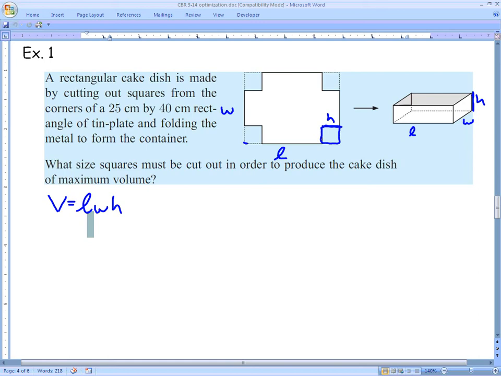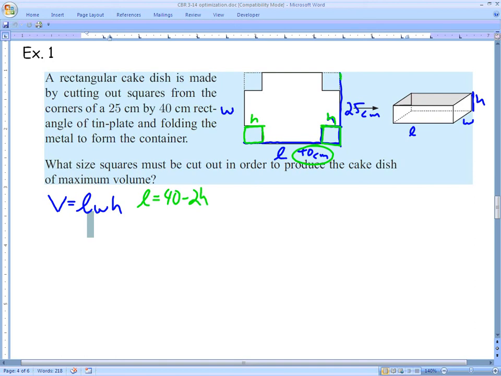Now what do I know about L? We said earlier that this whole length here is 40 centimeters. And this whole length going this way is 25 centimeters. But we're going to end up cutting out some parts of that, and the part that we're cutting out is this square. But you'll notice we cut out that part on both sides of our L. So if this is H, and then we have H over here, my new length is going to be 40, take away that H, take away that other H. So I can rewrite L is equal to 40 minus 2 H's.